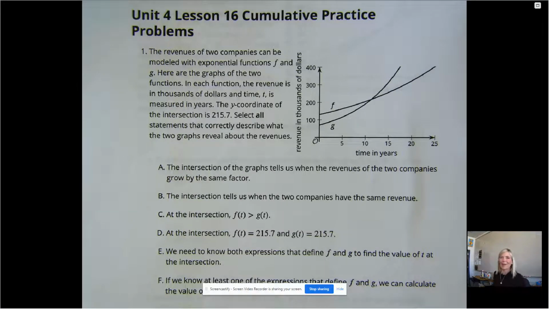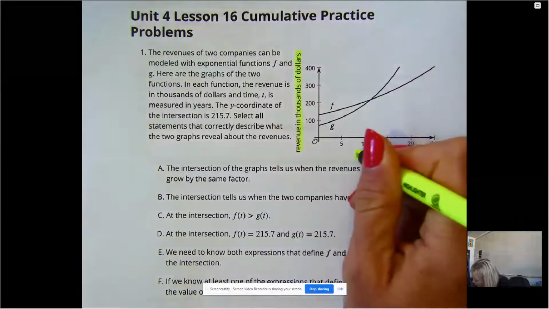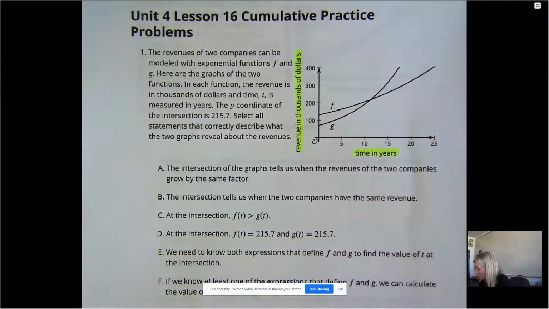Unit 4, Lesson 16, Practice Problems. It says the revenues of two companies can be modeled with the exponential functions f and g. Here are the graphs of the two functions. In each function, the revenue is in thousands of dollars and time t is measured in years. So we have revenue in thousands of dollars on the vertical axis and time in years on the horizontal axis.